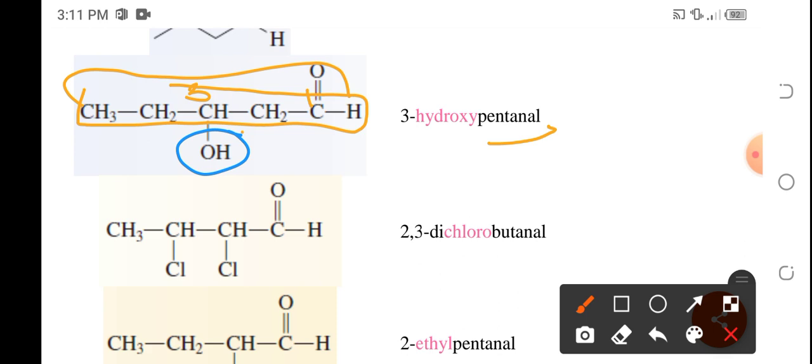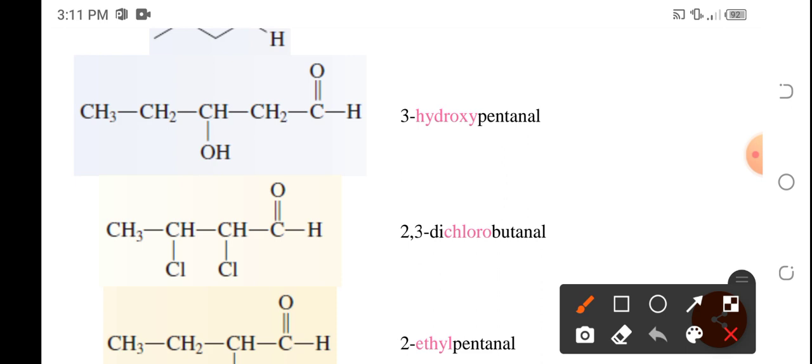Okay, let's recall that the carbonyl has higher priority over hydroxyl, so therefore hindi ito alcohol, rather it is an aldehyde because the carbonyl has higher priority over the hydroxyl. So this one will be named as 3-hydroxy because this is the third carbon atom, with the carbonyl carbon as the reference, and the name of that is hydroxyl. But it is not going to be hydroxyl with an L, rather hydroxy only. So that would be 3-hydroxy pentanal.